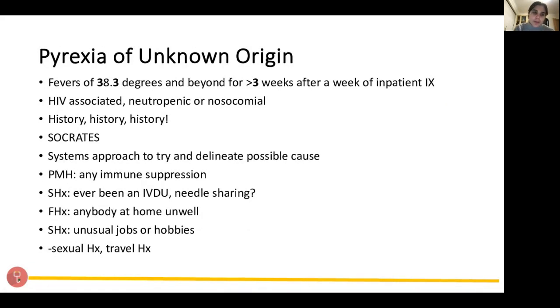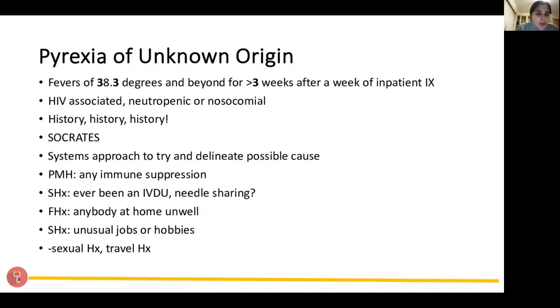So the definition of pyrexia of unknown origin, PUO. So they've got a fever of 38.3 for beyond 3 weeks. I've highlighted the threes just to help you guys remember. And they've had a week of inpatient investigations that have not provided any sort of alternate cause of their fever. There's 3 different types that we usually think about. So there's HIV associated, obviously patients with HIV, neutropenic, so people with neutrophils of less than 1 by 10 to the 9, and then nosocomial is when they're inpatient, so something that's developed while they've been in hospital.